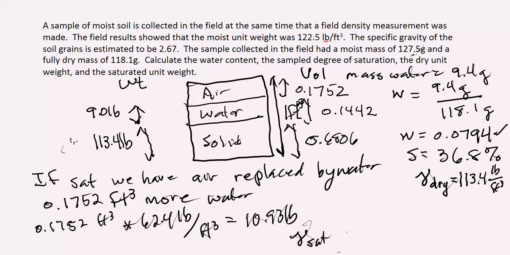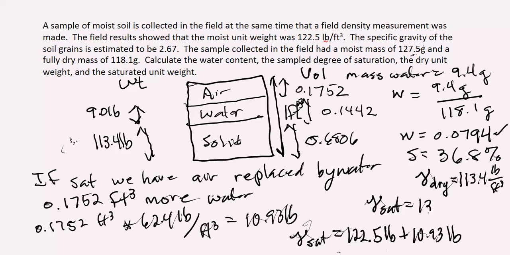So we can get the saturated unit weight using the moist unit weight plus that additional weight of water. We have 122.5 pounds, which is before it gets saturated, what we got in the field. We had 122.5 pounds in our moist soil, but now we just added 10.93 more pounds of water, so that gives us a saturated unit weight of 133.4 pounds per cubic foot. And that's the end of video example problem 1.